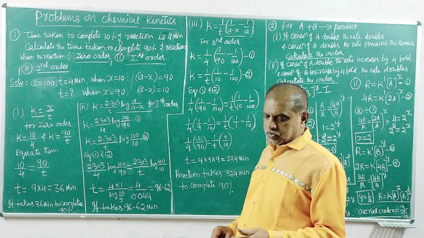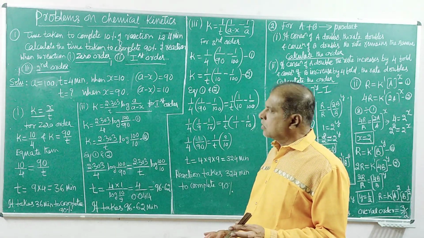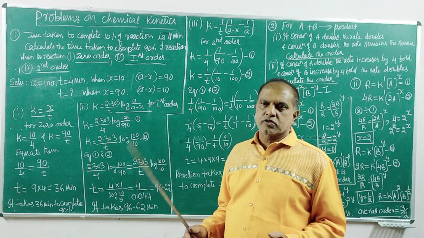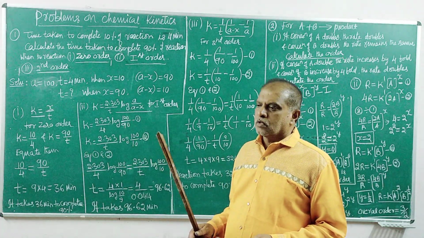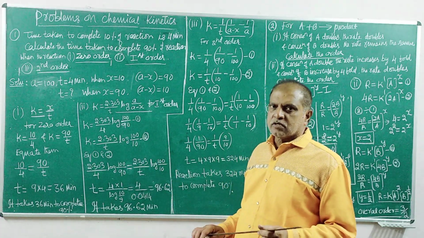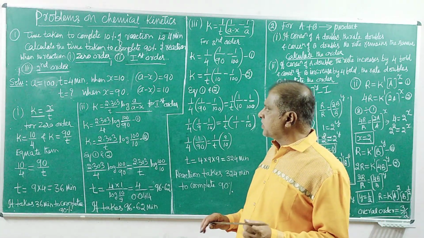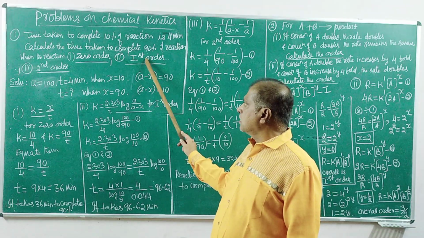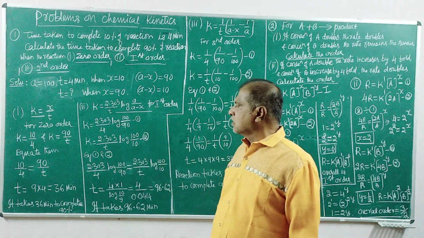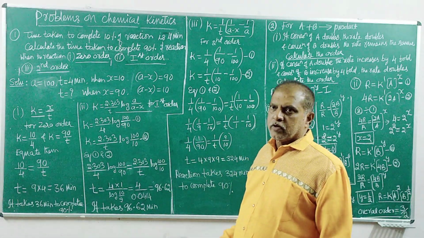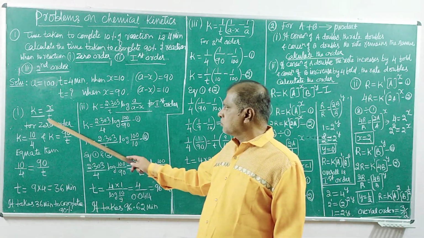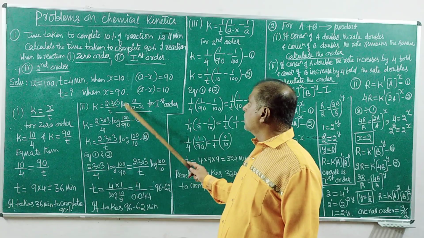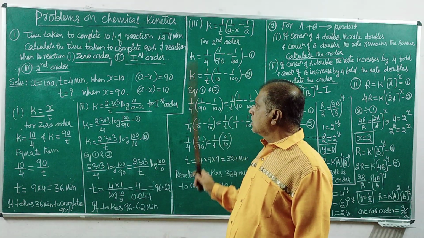Chemical kinetics. It involves mathematical evaluations. We know the expressions for the orders of the reaction for the zero order, first order and second order, which are the derivations we have done in the last class. This is the one for zero order, first order and second order.